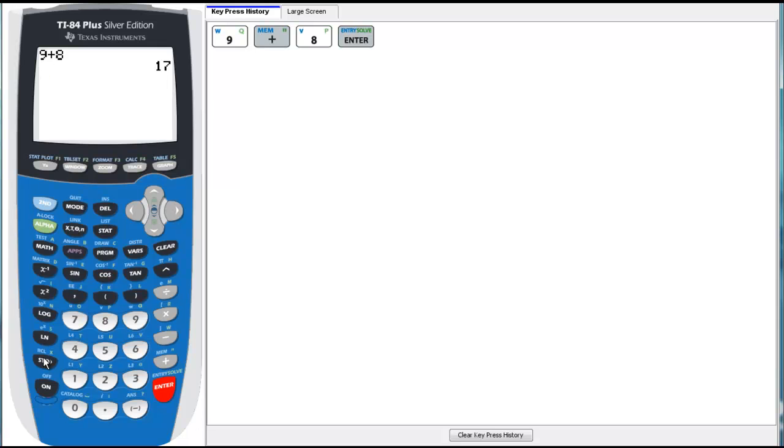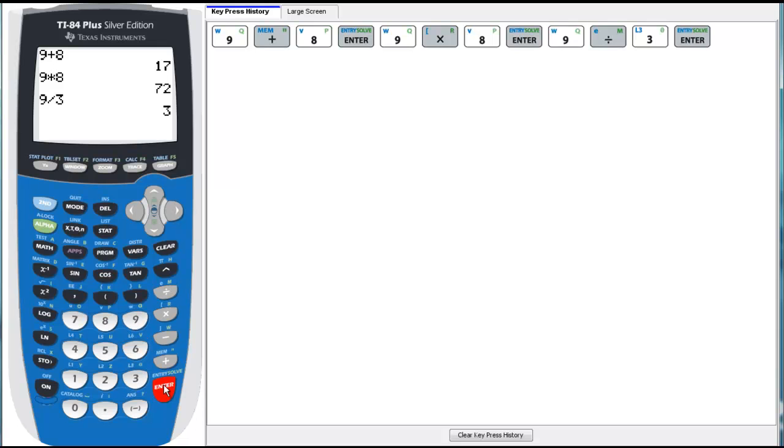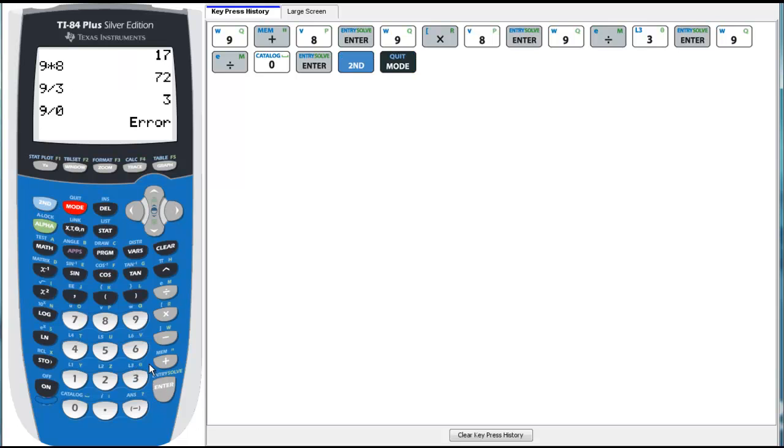17, right? Okay, if I have to do 9 times 8, I'm going to get 72. 9 divided by 3 is 3, of course. Or if I did something that is not defined or not allowed, it's going to give me an error. All right? Okay. So let's quit out of it here and go towards the other features.